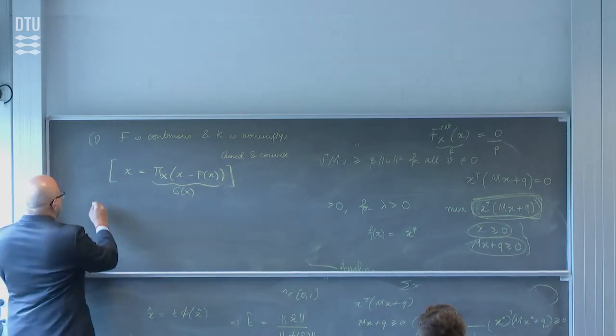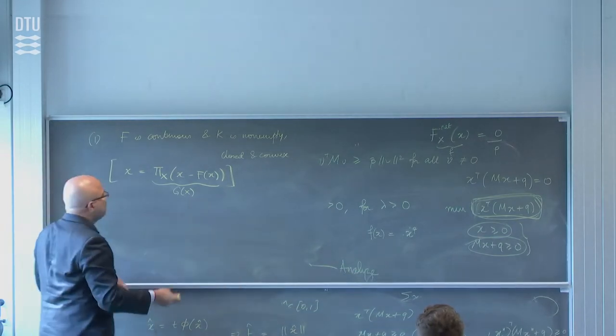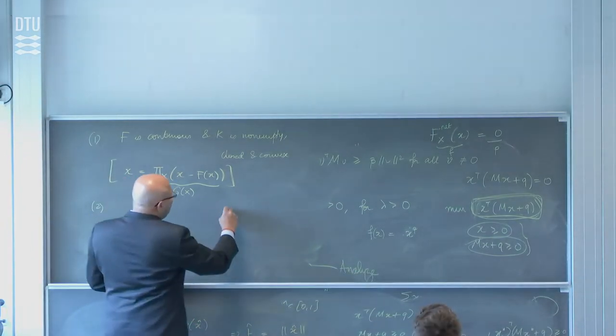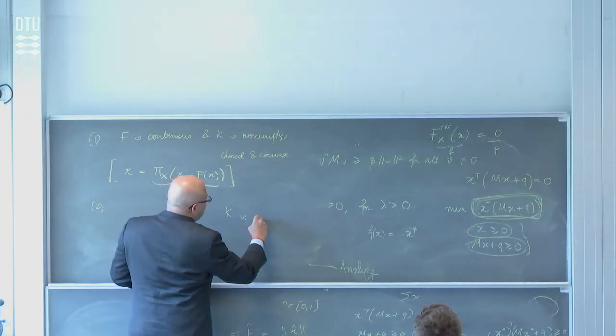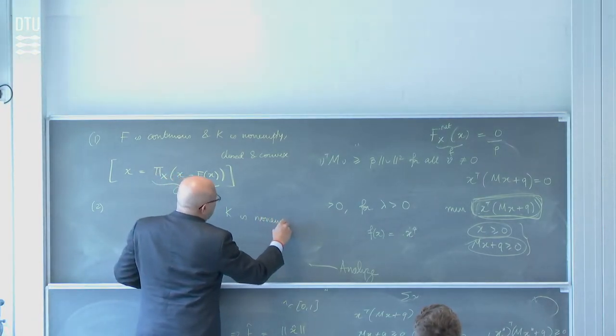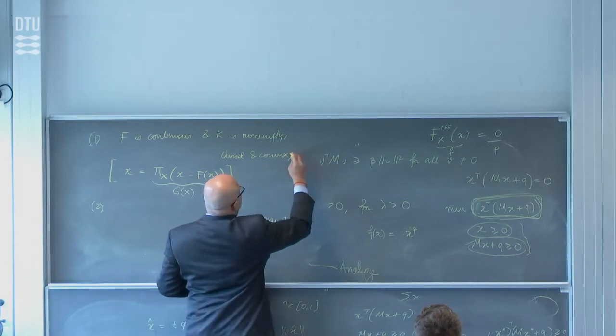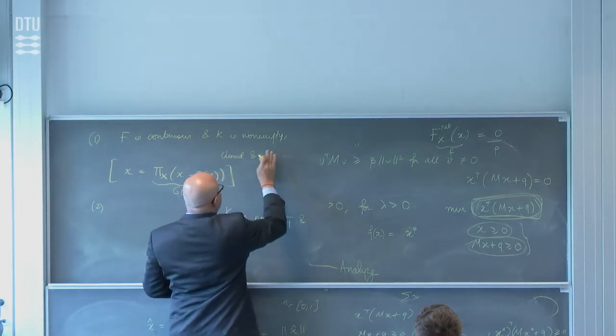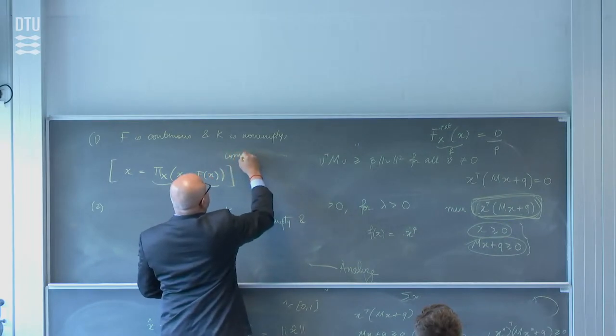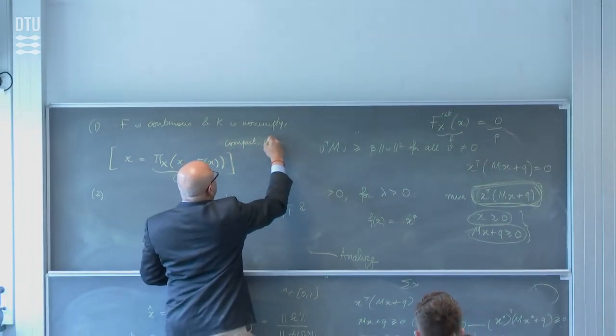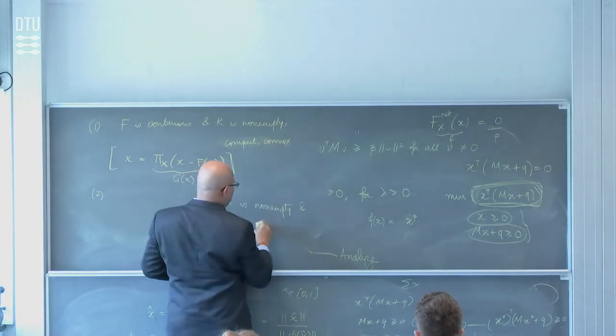Now we're going to look at a situation where K is just non-empty, and so this, sorry, also has to be non-empty, compact and convex. And now we're just going to say closed and convex.